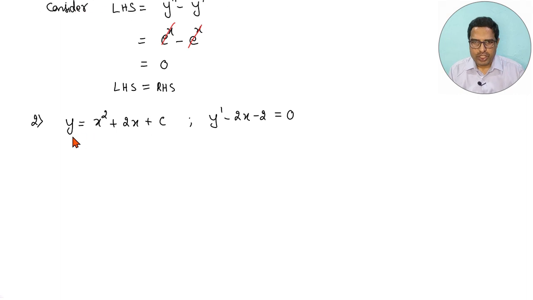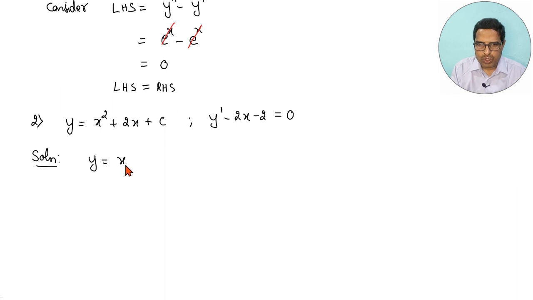The next question is y equals x square plus 2x plus c and the given differential equation is y dash minus 2x minus 2 equals 0. Here we have y dash, the first order derivative, which means I need to differentiate this y with respect to x once. So the given function is y equals x square plus 2x plus c. Let us differentiate this with respect to x.